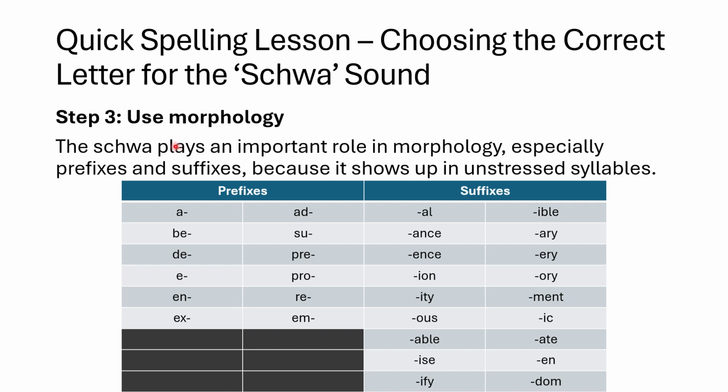Step 3. Use morphology. The schwa plays an important role in morphology, especially prefixes and suffixes. Because it shows up in unstressed syllables, these prefixes and suffixes need to be learned by heart.